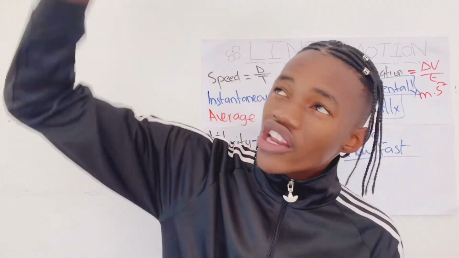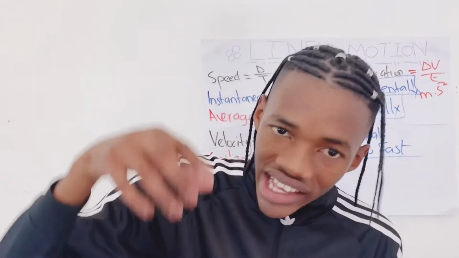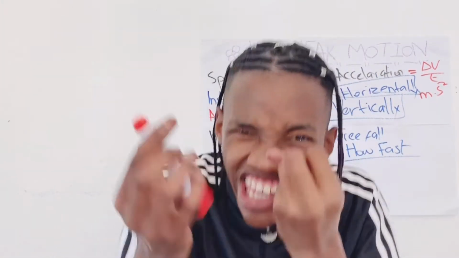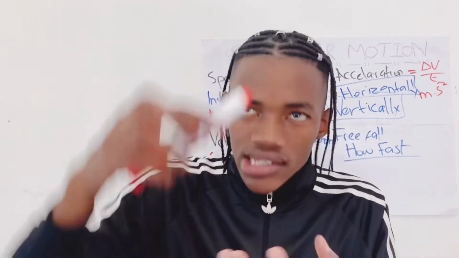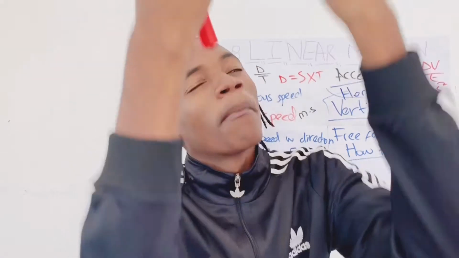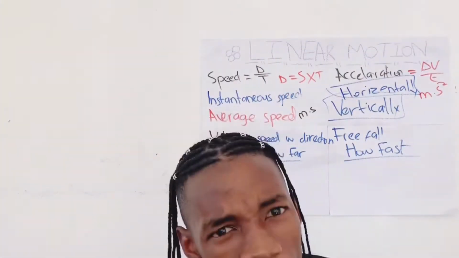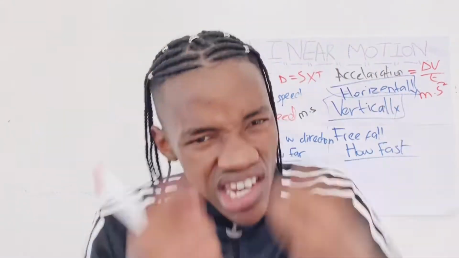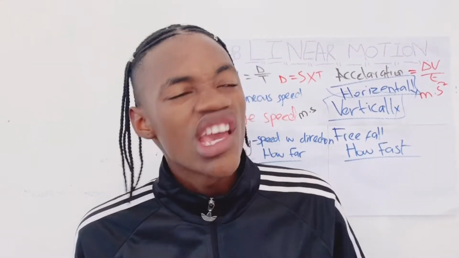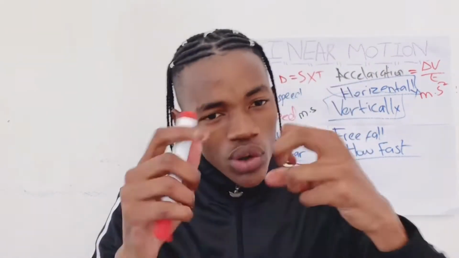So then now when an object is falling, guess what happens? It gains velocity because it is being pulled down by the gravity, right? It is accelerating down, and the force that is pulling it down is the force of gravity from the planet Earth. So now when an object is falling down, it gains speed.